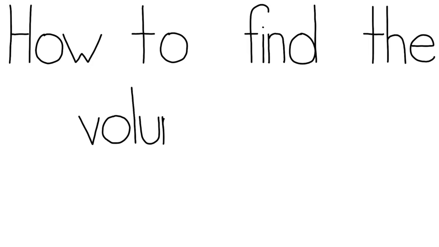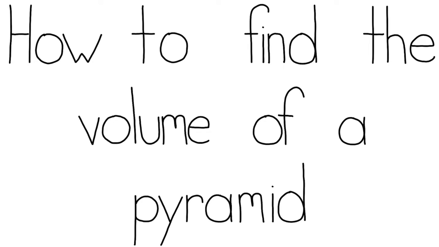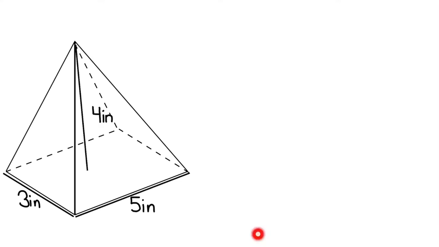Everybody, today we're going to learn how to find the volume of a pyramid. So here we have a pyramid drawn out for us right here. And we have the length, width, and height written out for us. The length being 5 inches, width 3 inches, and the height 4 inches.